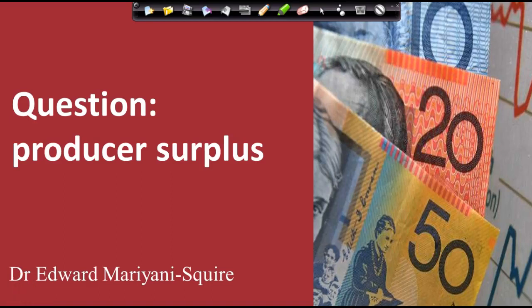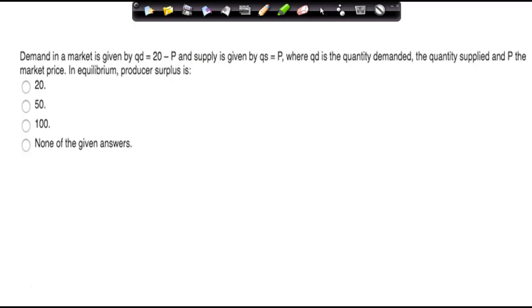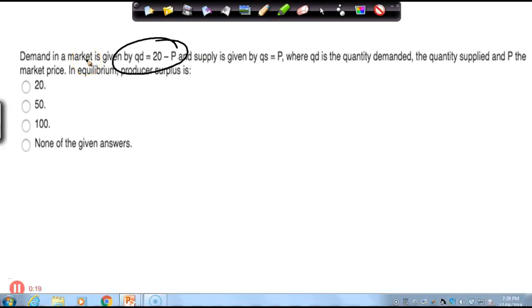A student has sent an email asking for help with a multiple choice question, which is about how to calculate producer surplus. So let's look at that question. The question's basically saying that we've got an equation representing demand for a product, and an equation representing supply of a product, and we're being asked to find the producer surplus in equilibrium.